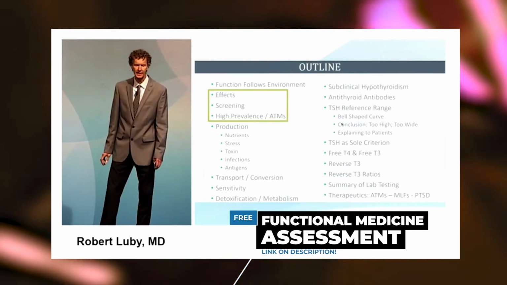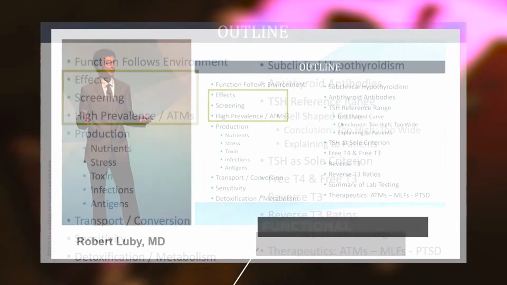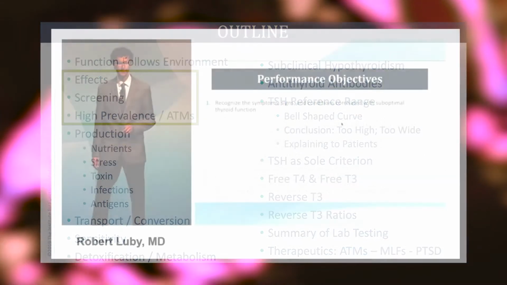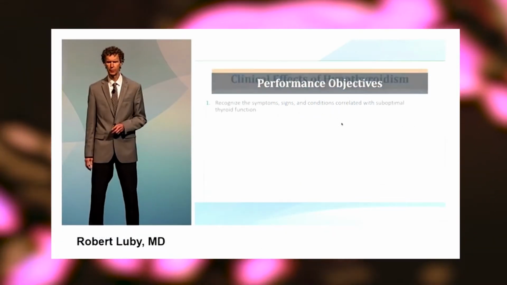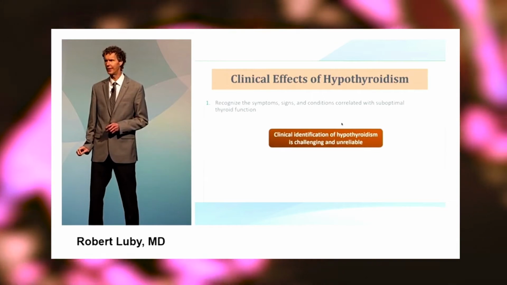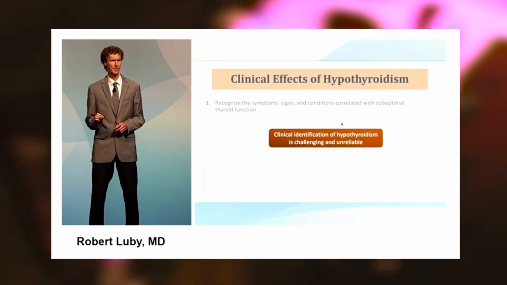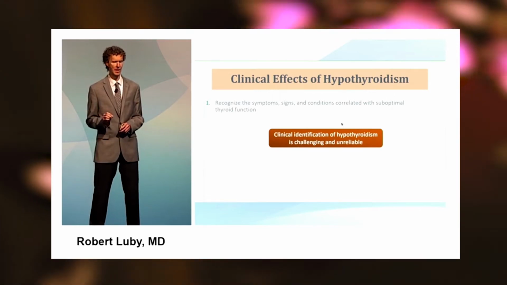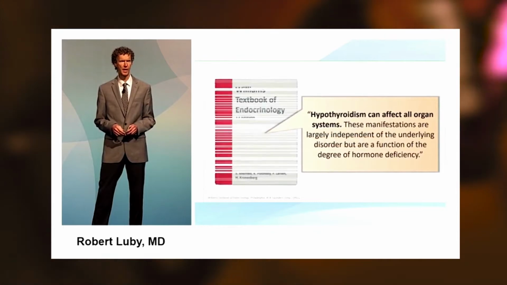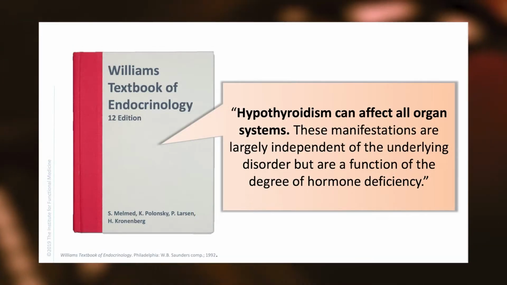Next chunk of content, the effects of thyroid dysfunction, the question of screening, and then how do those ATMs explain the high prevalence? So this gets at our first performance objective. The clinical effects of hypothyroidism are challenging to diagnose because they are so common in the general population, and they are so widespread and ubiquitous throughout the body. The standard textbook even says it can affect any organ system.